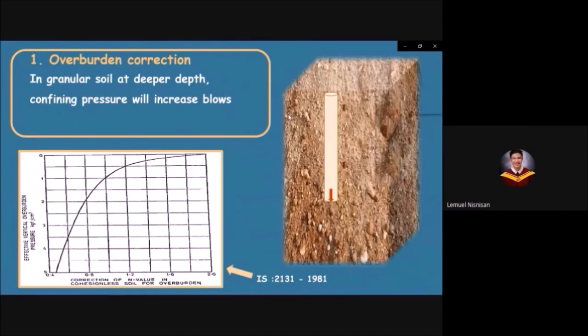So as shown in the graph is the IS 2131 of 1981. So for uniformity, the N values obtained from field tests under different effective overburden pressures are corrected to a standard effective overburden pressure.